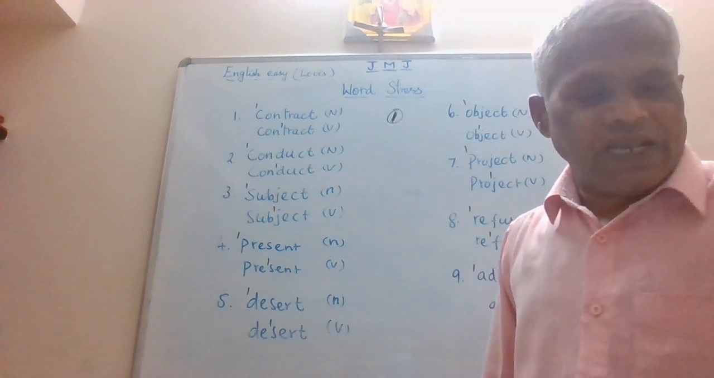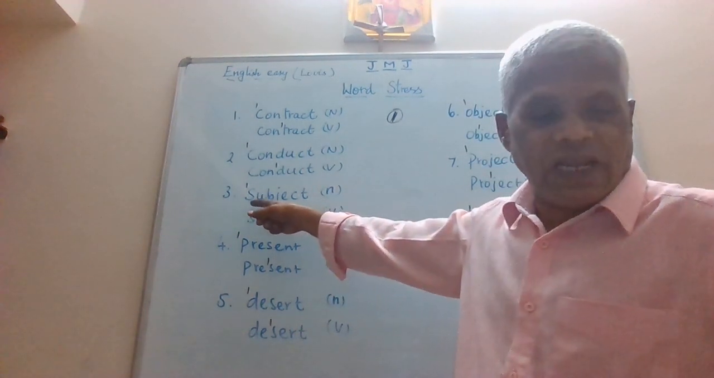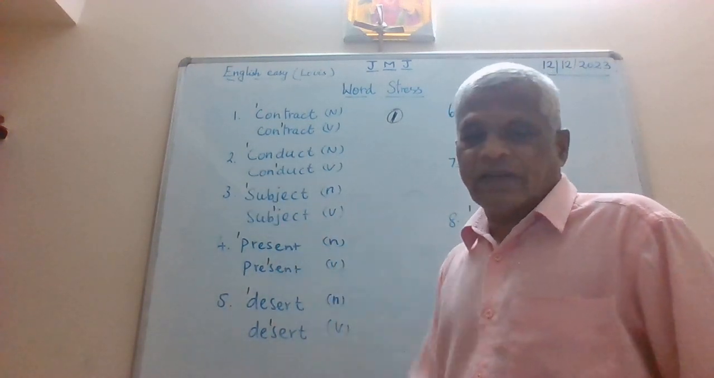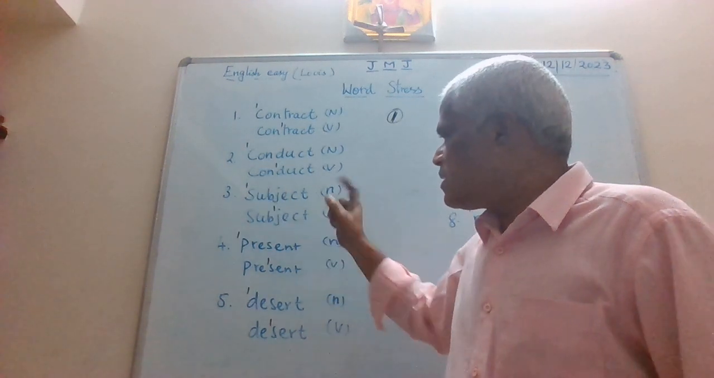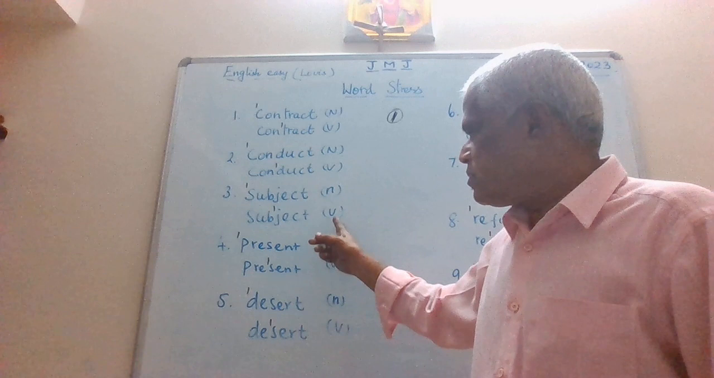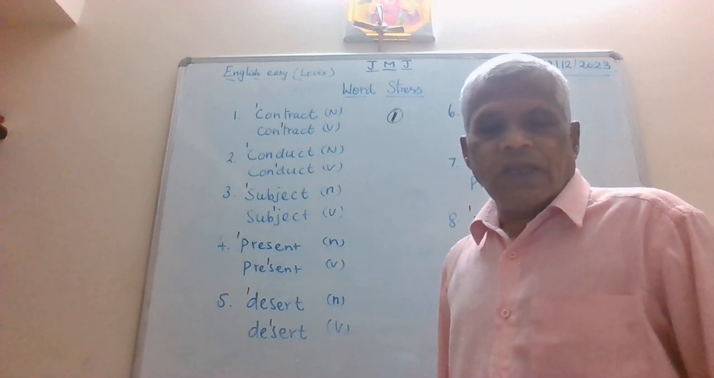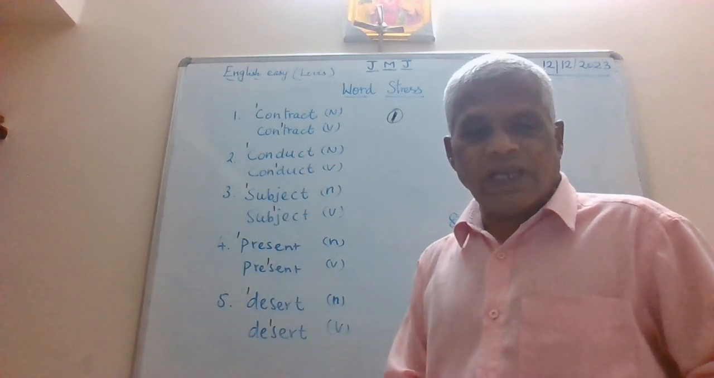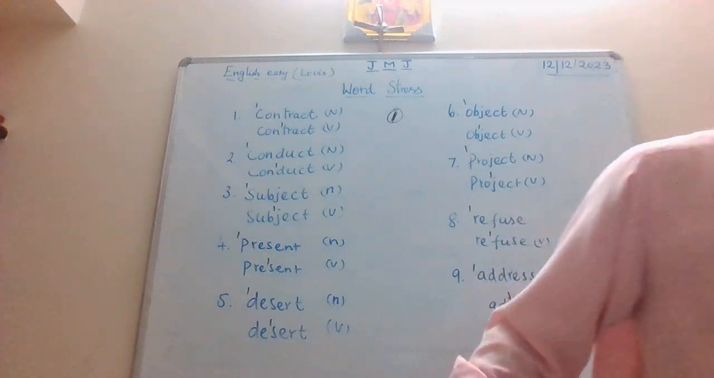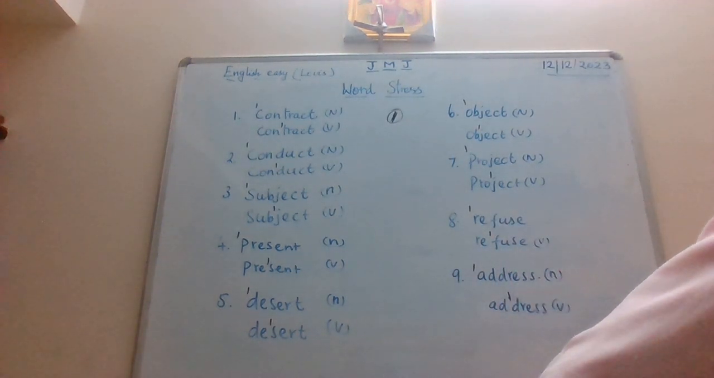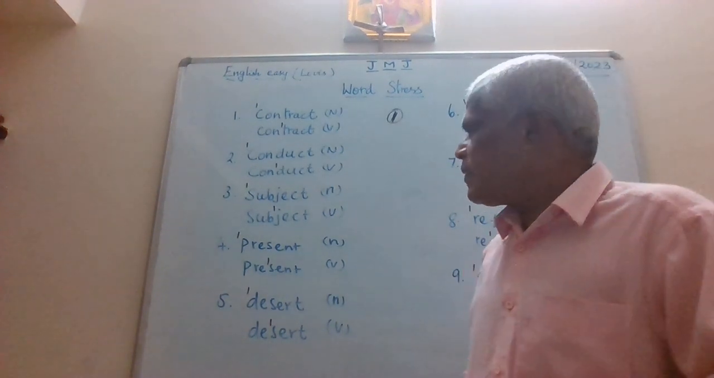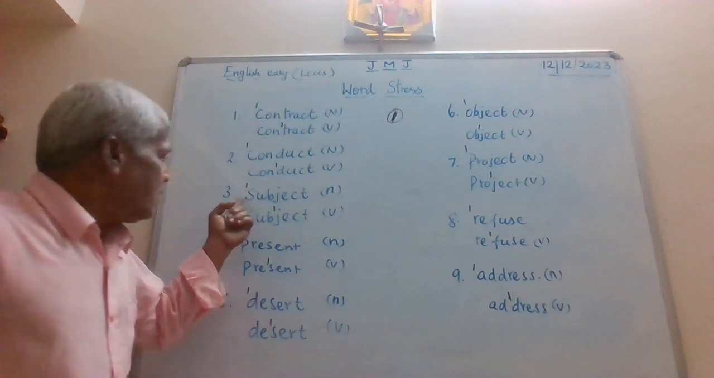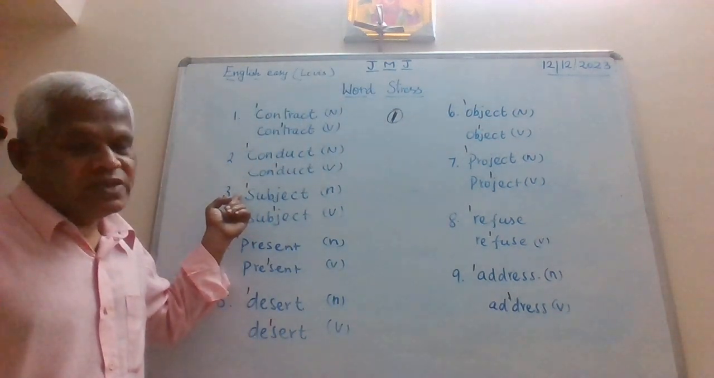Okay? And then the next pair of words I have written here is subject. It's a noun, subject. And it's a verb here, subject. Now, what is the first word? When you have the stress on the first syllable, look at it. How to pronounce this word? Subject.